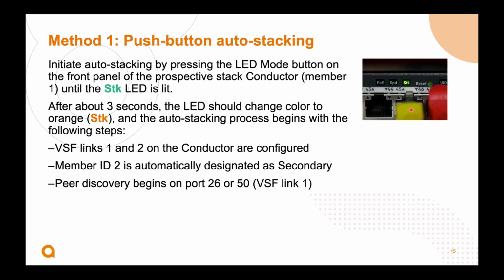We automatically specify member ID 2 as the secondary. So you automatically get a secondary when you use auto stacking to build a stack. You don't have to do that manually. And once those two things happen, we start peer discovery on that higher number port, which is VSF link 1.